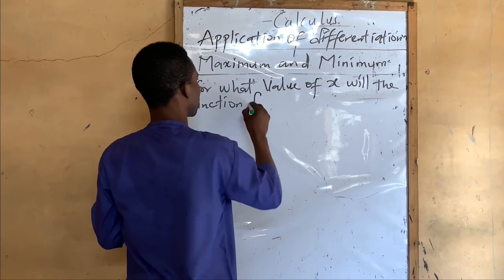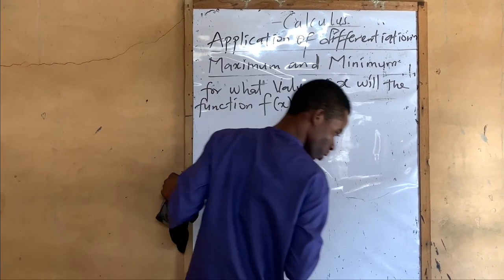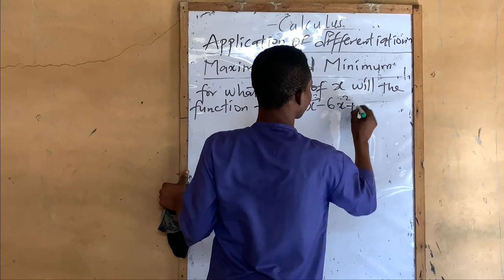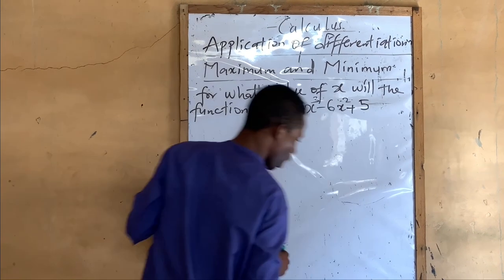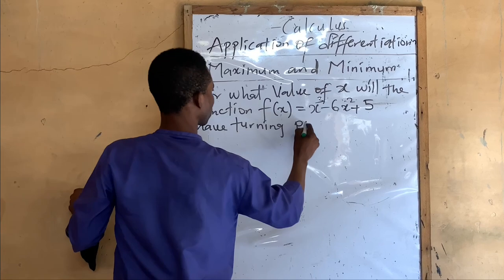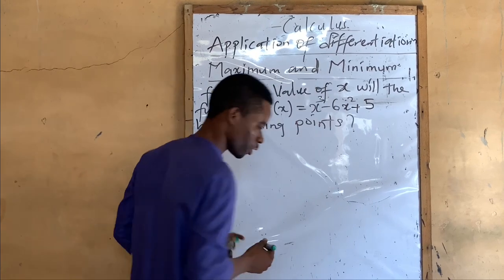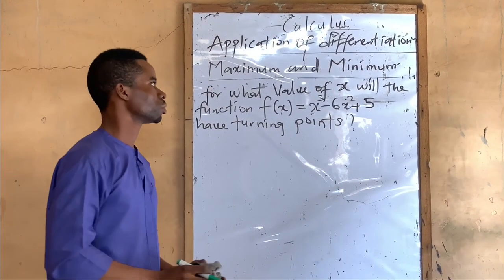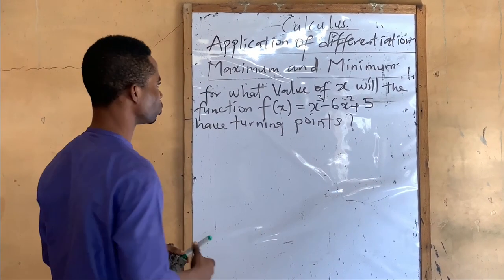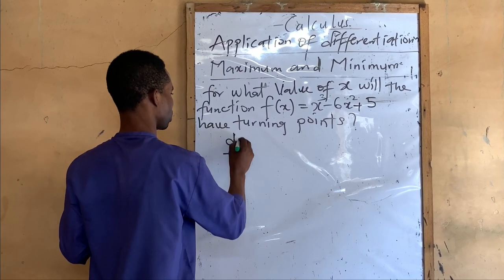the function f of x equals x cubed minus 6x squared plus 5 have a turning point? Now let's look at this together. For what value of x will the function f of x have a turning point? I've told you, a turning point is dy/dx equals 0.